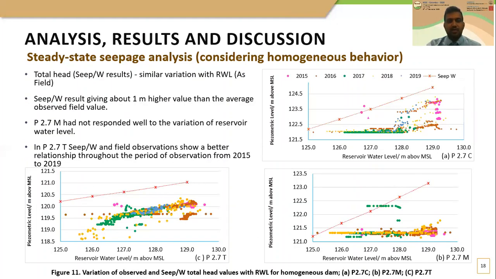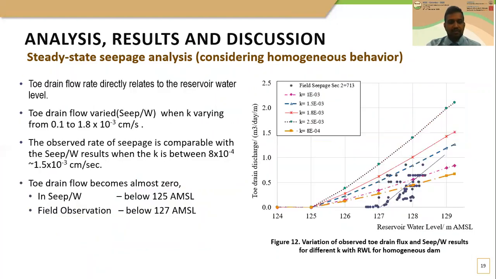Here, the variation of observed and CW results with reservoir water level is shown. Resulted head values of CW and observed head values give similar variation with reservoir water level. But CW results give about 1 meter higher value than the average observed field values. And only piezometer 2.T, in both the CW results and the field observation, shows a better relationship with the reservoir water level throughout the observation period from 2015 to 2019.